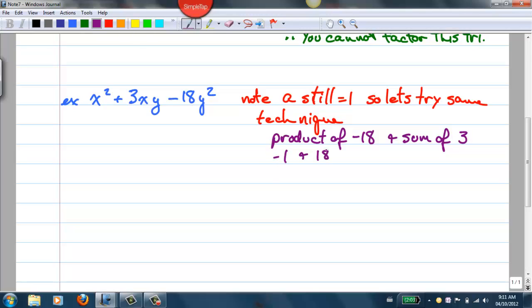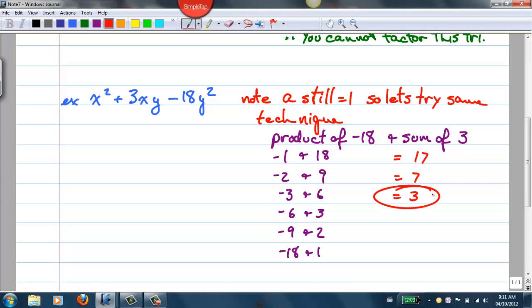Negative 1 and 18, negative 2 and 9, negative 3 and 6. Negative 6 and 3, negative 9 and 2, negative 18 and 1. I have to list all the possibilities when my product is negative. Then I'm looking for something that has a sum of 3. Boom, we find it. We've got negative 3 and 6 are the two numbers. So we can go straight to sets of brackets.